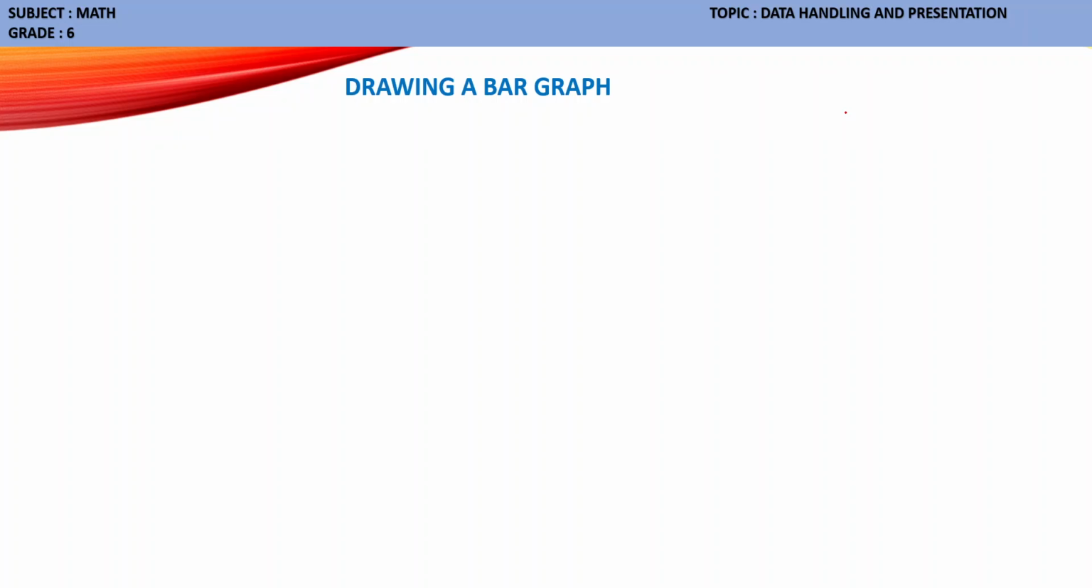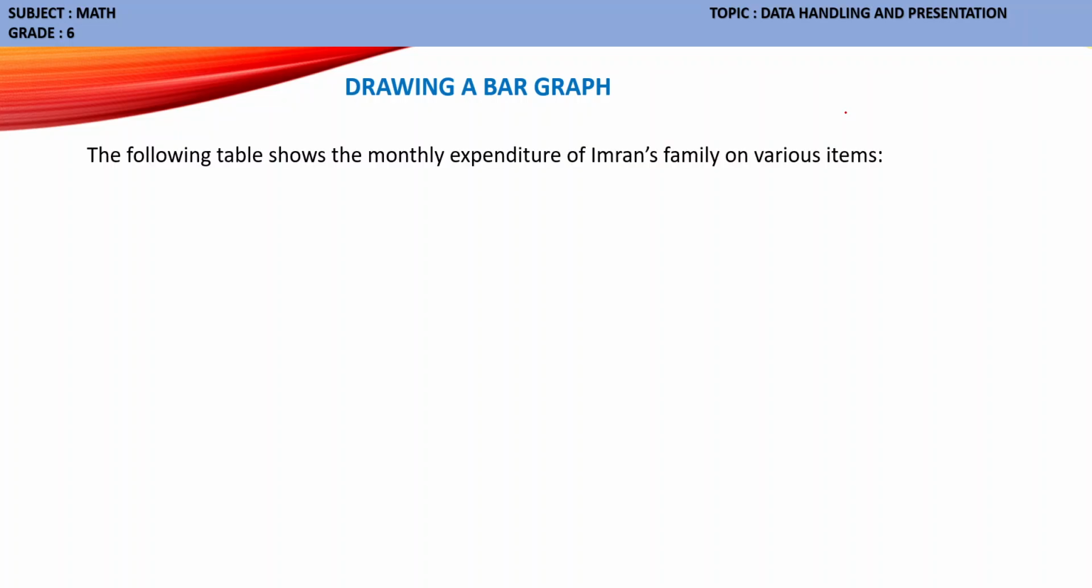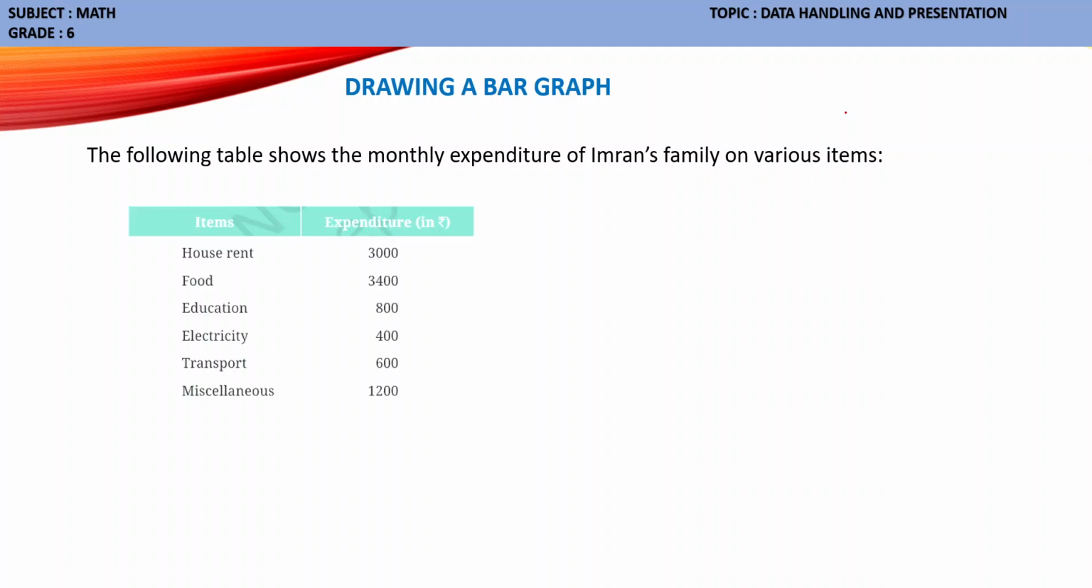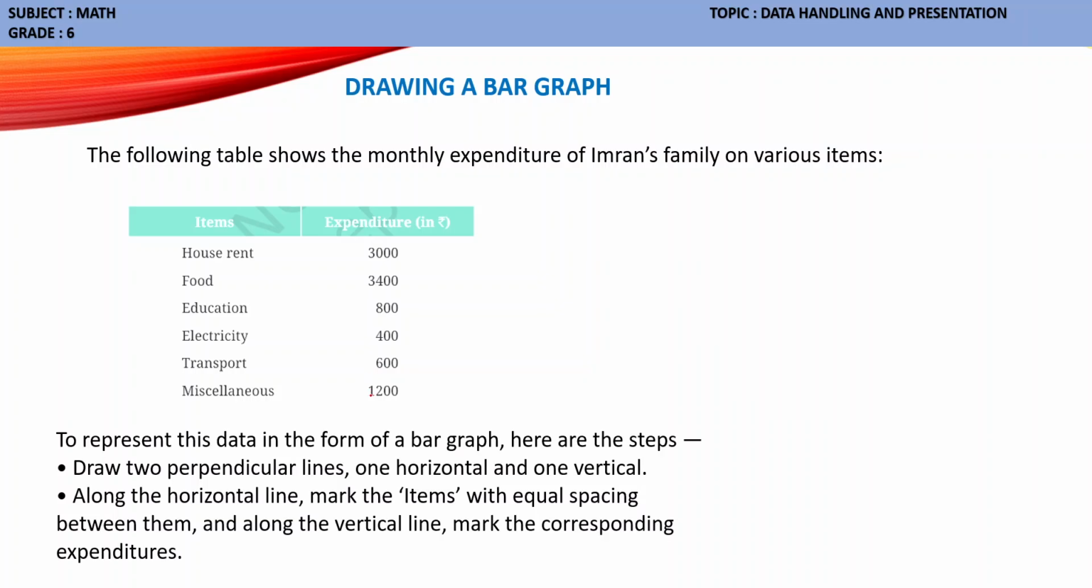Let us see how to draw a bar graph. Example here, the following table shows the monthly expenditure of Imran's family on various items. Here, items are house rent and expenditure in rupees is given. House rent 3000, food 3400, education 800, electricity 400, transport 600, miscellaneous 1200 in rupees.